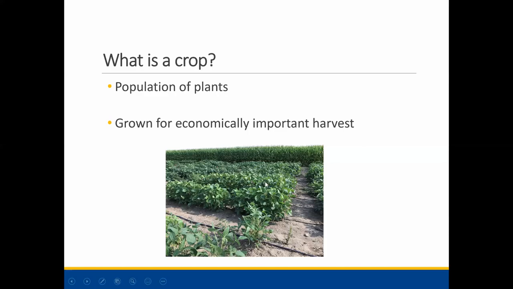So I think we started here and then stopped there, right? We were trying to look at how we can define crop. It is different from plants. We usually grow a population of plants for economic reasons, and that is how we define a crop. There are two components: it should be a population of plants, and we should get economically important crops. That is the objective we have in producing the crop.